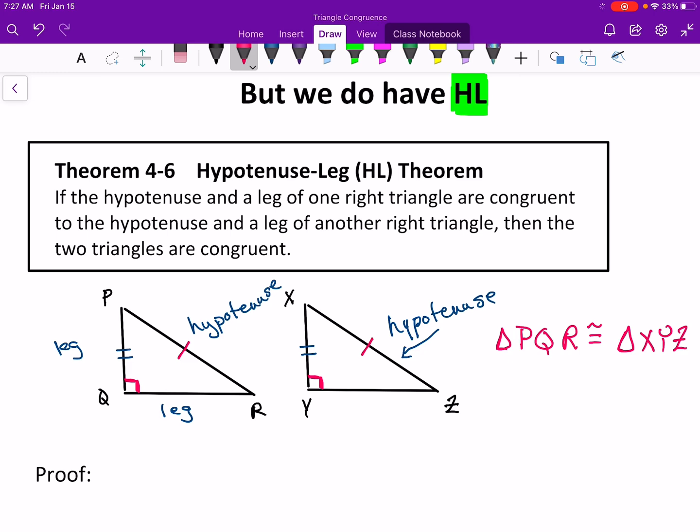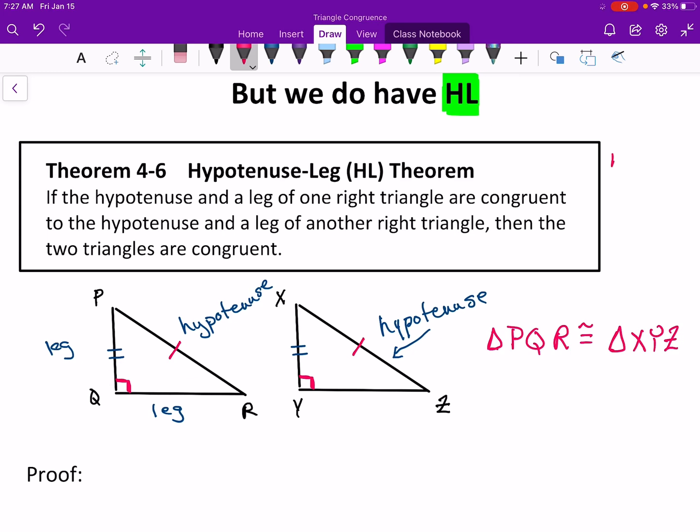What you look for, the must-haves to use this one: you must have right angles in both triangles. The hypotenuse of each right triangle must be congruent, and then you must have a pair of matching legs. Three things that you have to have to use this theorem: right angles, hypotenuse congruent to each other in the two triangles, and one pair of congruent legs.